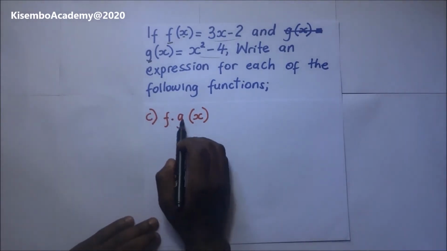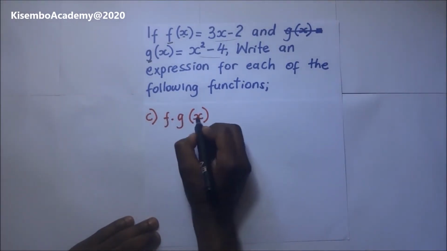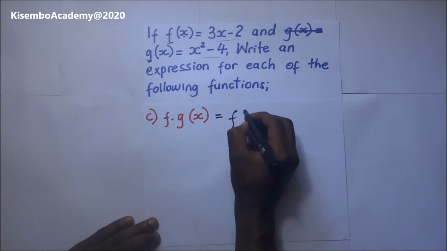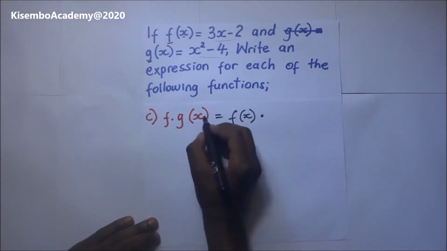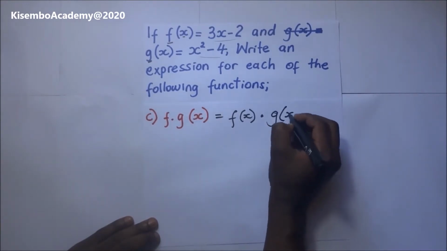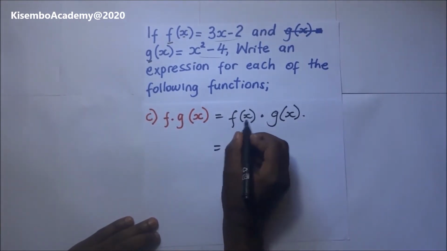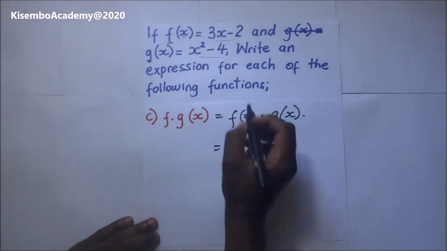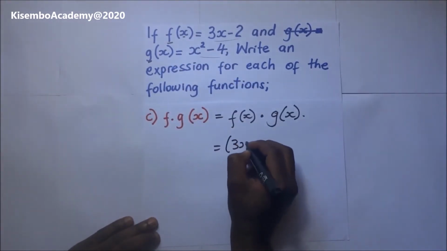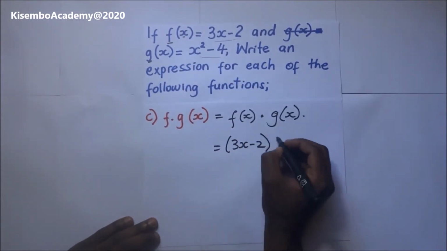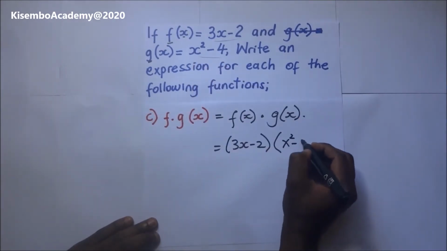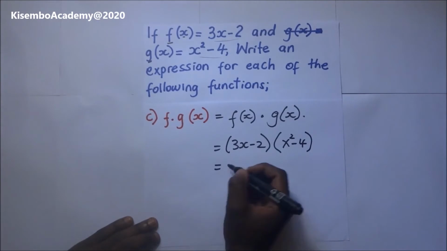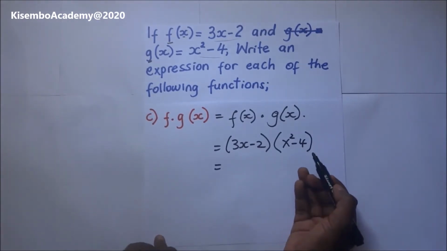Then we have here, we are multiplying the two. We have f dot g. This is the same as f times g of x. This is the same as f of x multiplied by g of x. So this is going to become f of x, in this case 3x minus 2, multiplied by g of x, which is x squared minus 4. So definitely these are two brackets multiplying each other, so we are going to go ahead and open the brackets.